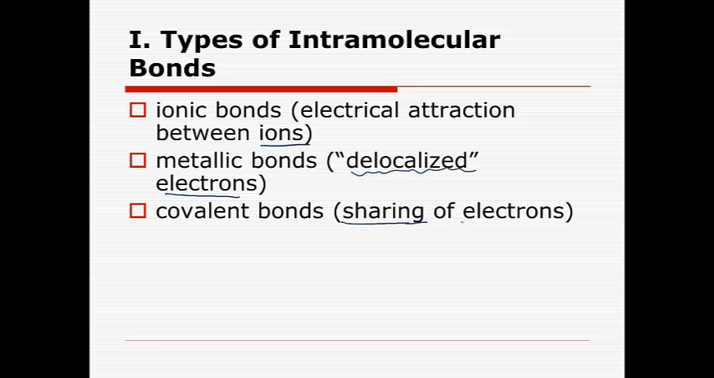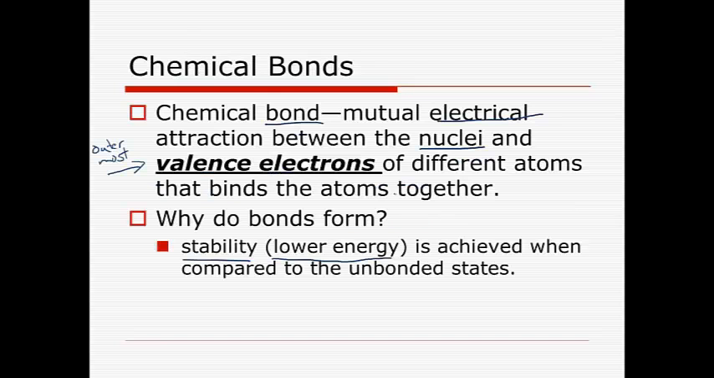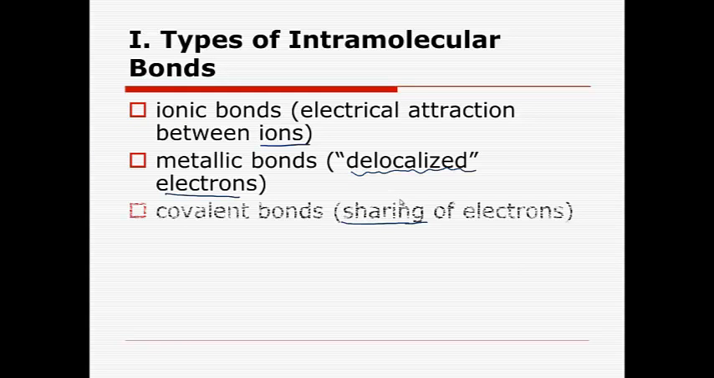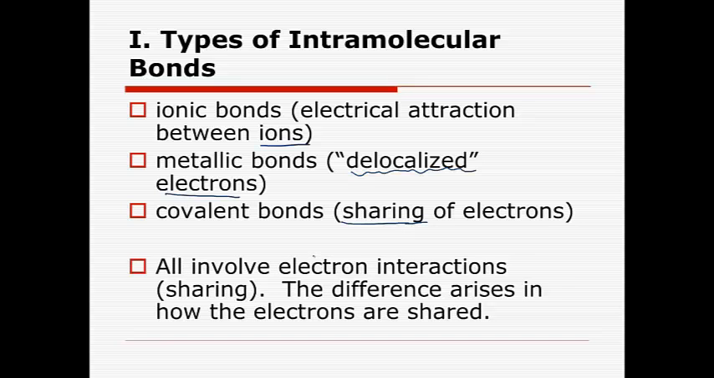Now be careful with this idea. If you go back earlier, there still has to be an attraction between the nucleus and the electrons. So even though electrons are being shared in covalent bonds, this is not where the attractive force comes from. All of these types of bonds involve electron interaction, to some degree of sharing. The difference arises in how the electrons are going to be shared.